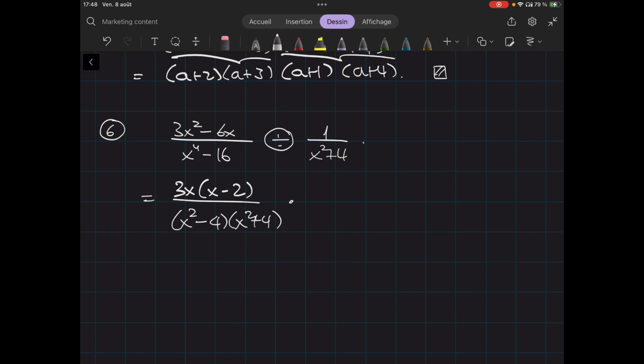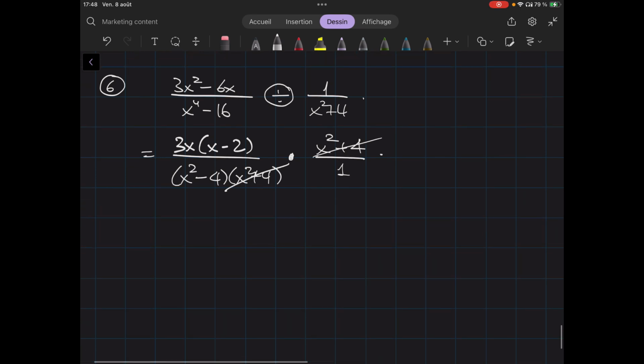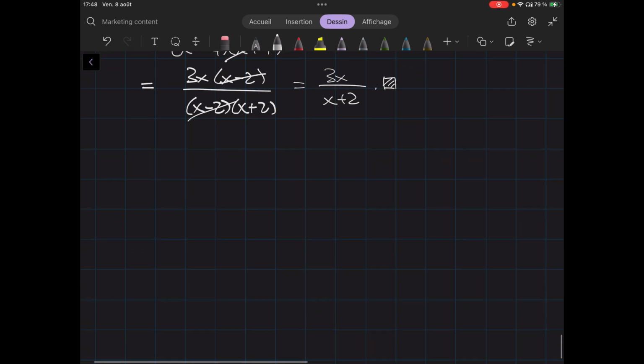Since we're dividing, we can flip the denominator and the numerator. Those two cancel out conveniently. And what we're left with is 3x times x minus 2 divided by x squared minus 4. This is a difference of squares. So we are down to this as our final answer. That cannot be reduced further. Question 7.